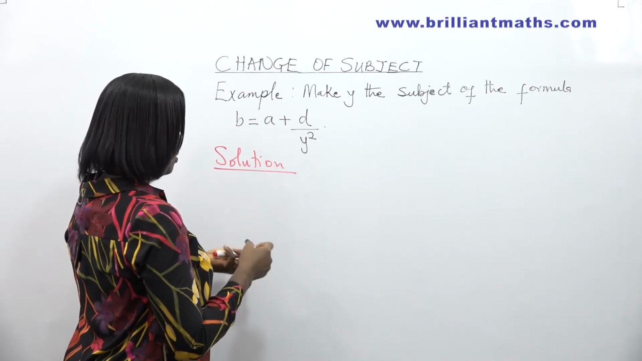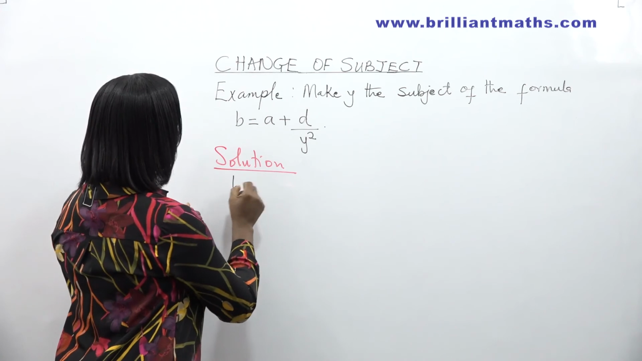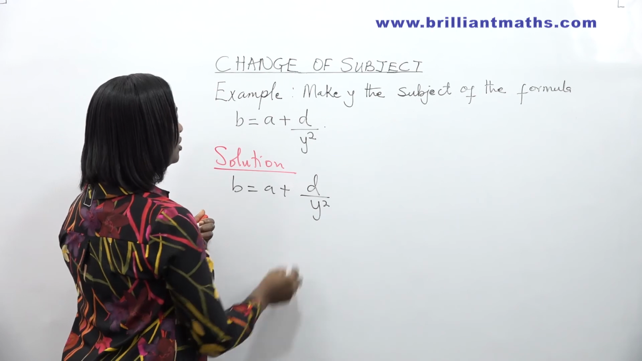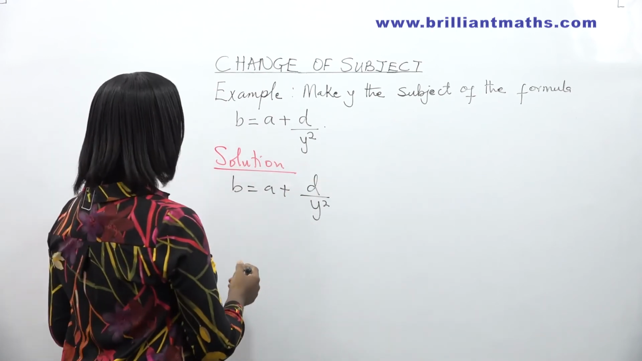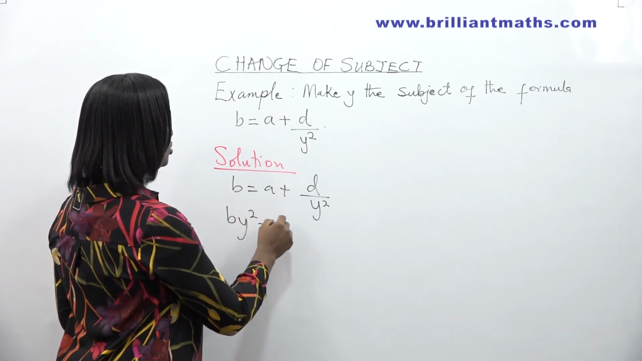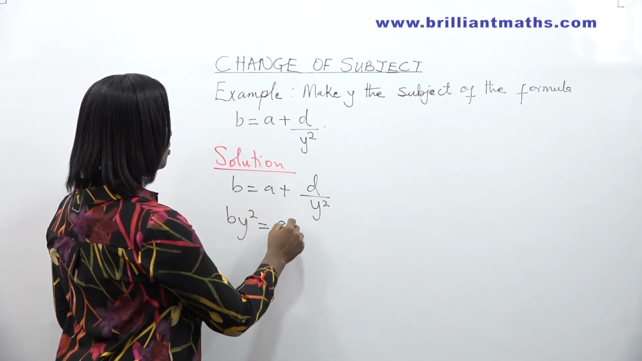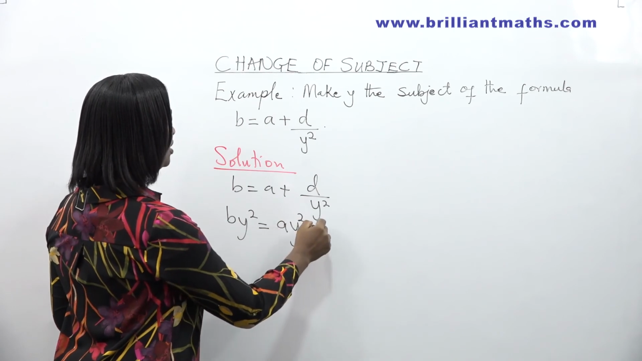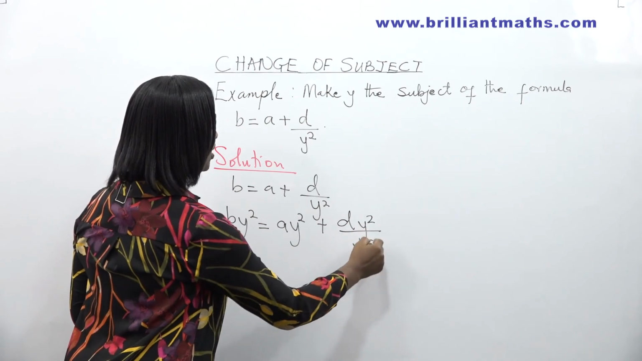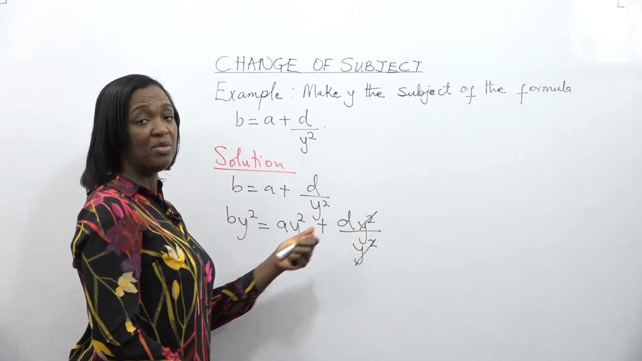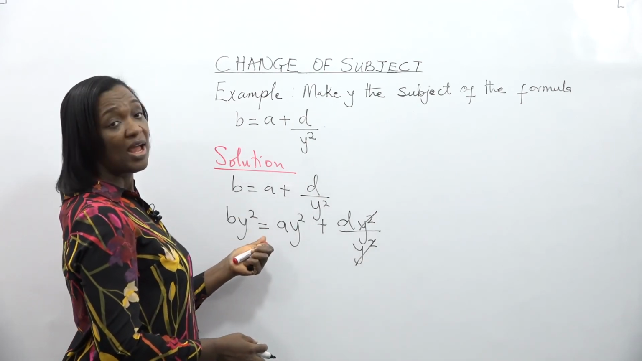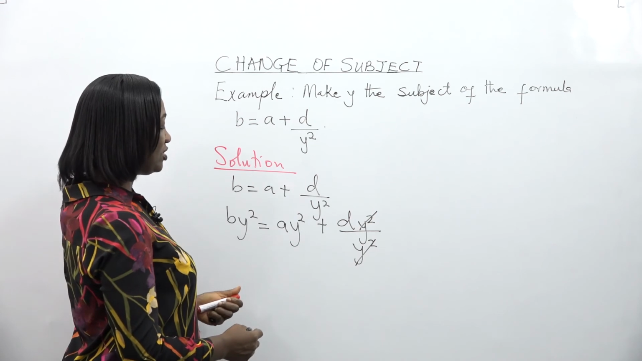We have b is equal to a plus d over y squared. So multiply each term by y squared. So we have by squared is equal to ay squared plus d y squared over y squared. So this cancels out, and we eliminate y squared from that denominator. So now we have by squared is equal to ay squared plus d.